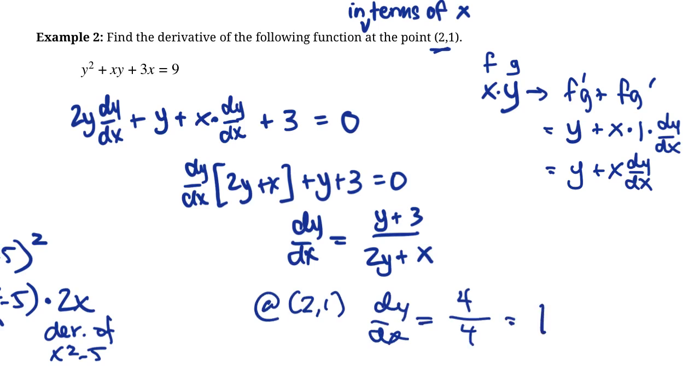There we go. So we were able to actually use this derivative even though it has y's and x's in it, if we're just trying to find the slope at a point. So there we go. That's using the derivative that we took implicitly.